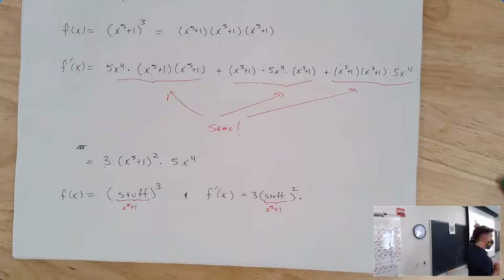Like all this multiplying out stuff? No. The whole point of this wasn't that you're ever going to do it this way. You were never going to do it this way. The whole point of this was to show you how we get to the chain rule.